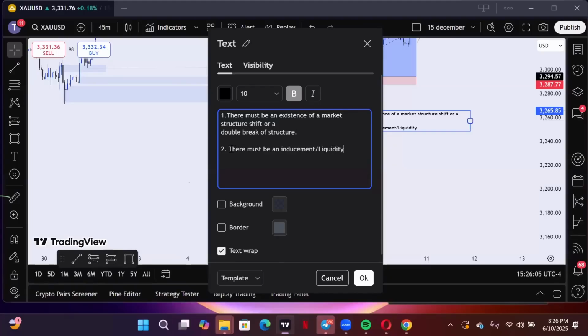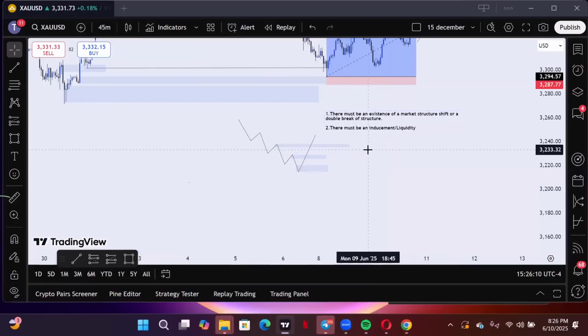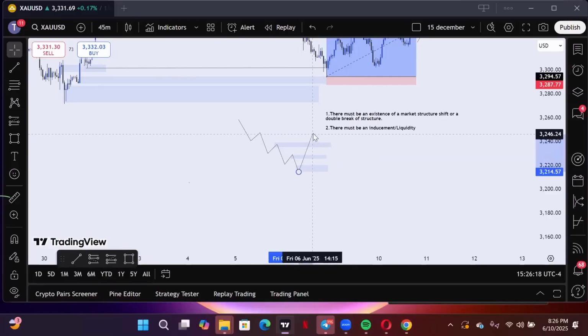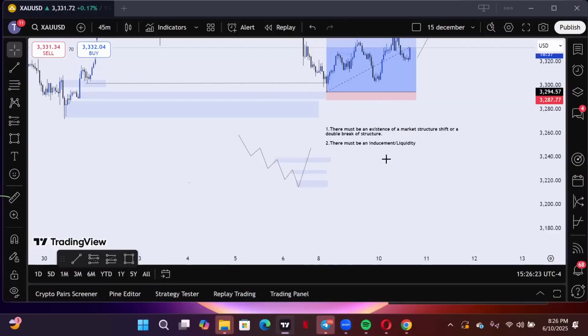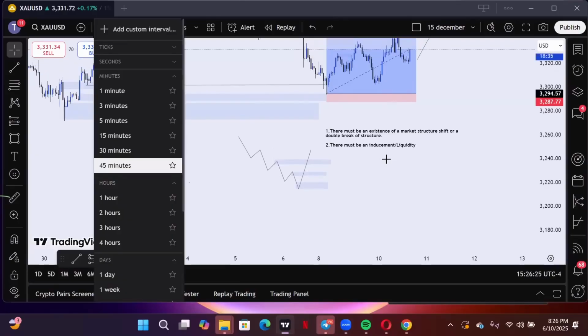So it means that after you've gotten your market structure shift, the second thing you should be looking out for is that pullback that market will make after that structure shift. So after market gives you your double break of structure or your market structure shift, the next thing you pay attention to is, after that candle closes, the pullback that market will make. That is what you're going to be looking for.